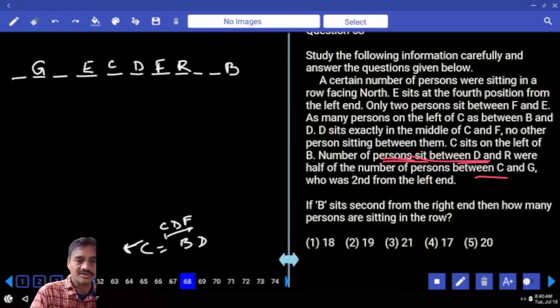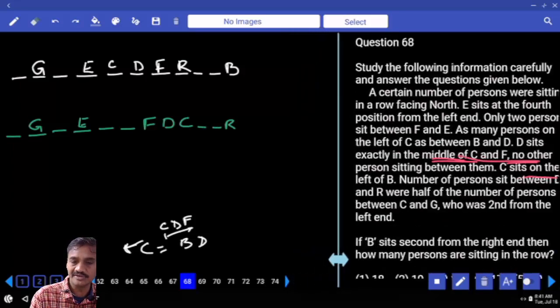And again, now let us start with the next case. Here anyhow we know that G is seated second from the left hand side and E is fourth from the left. As E is here, in between F and E, how many people are there? There are exactly 2 people. F is here. Now if F is here, then F, D is here and C is here, because C can be on the left hand side of D or right hand side. Now in this case, in between C and R, how many people are there? There must be exactly 2 people.